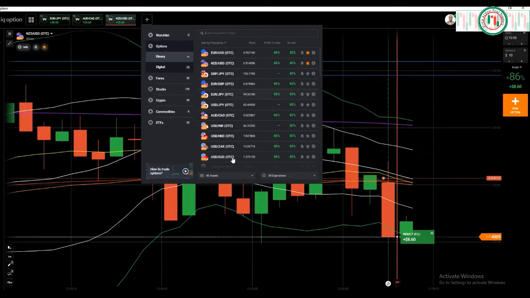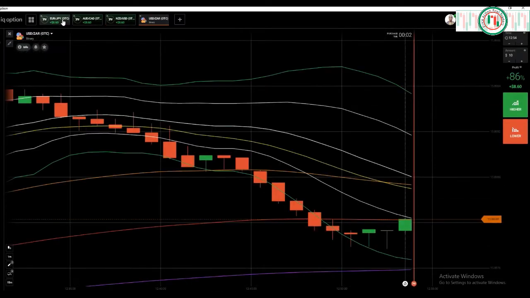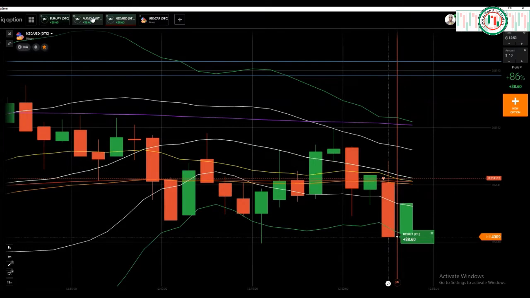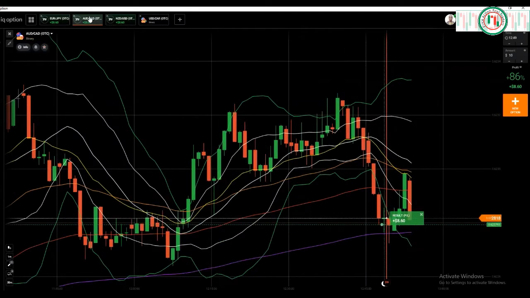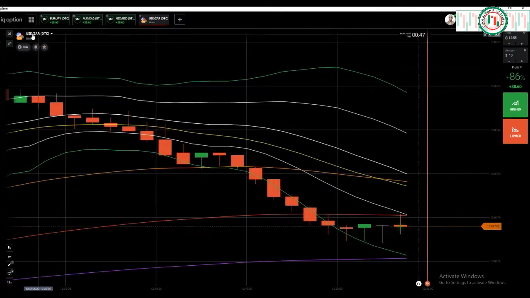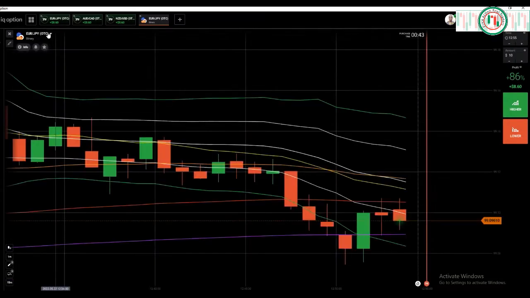So you see here, let's check another one. I took a total of 3 trades. You see, all are winning trades. So let's see whether we can get another opportunity.